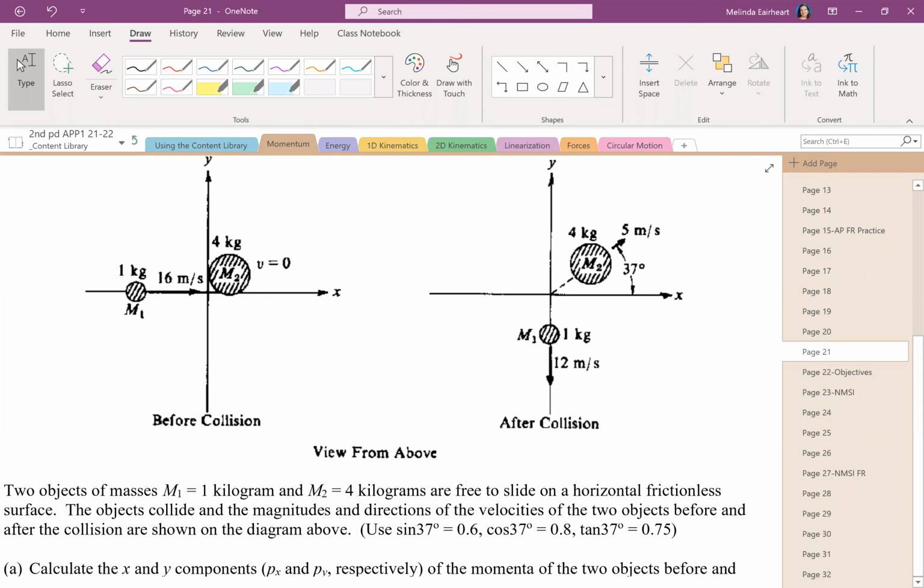And it results, you can see in the after collision picture, we got a 37-degree angle. Okay. Two objects, 1 kilogram and 4 kilograms, are free to slide on a horizontal, no ramps, frictionless surface with no net external forces. The objects collide and the magnitudes and directions of the velocities of the two objects before and after are shown.